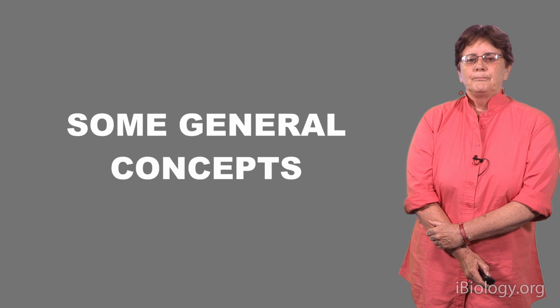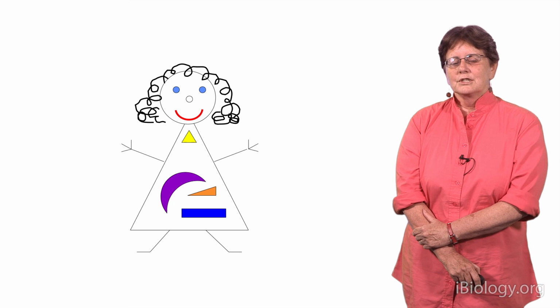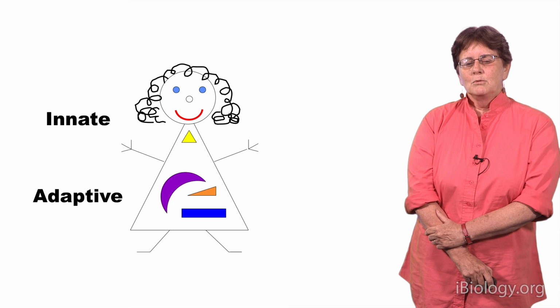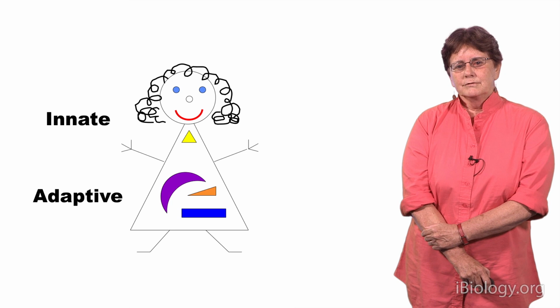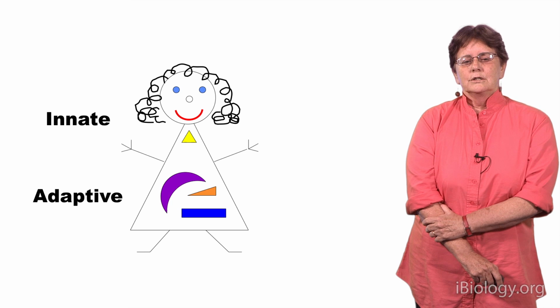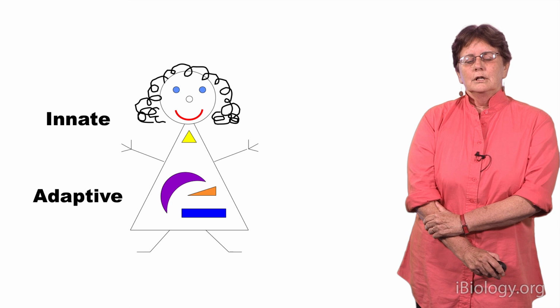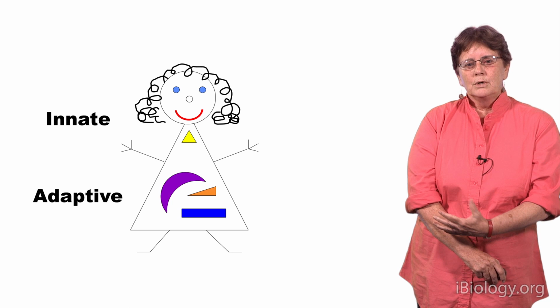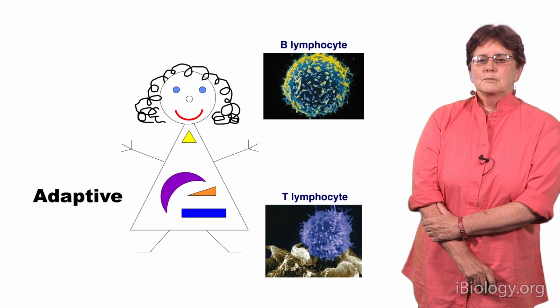So some general concepts. The major function of the immune system is to fight off microbial challenges. It does this by mobilizing its two major arms, the innate response and the adaptive response. The innate response comes in early, and it's quite stereotypic. It's a hardwired system that includes cells like macrophages and neutrophils. The adaptive response comes in a little bit later, and it's a more nuanced response. The major players in the adaptive response are B and T lymphocytes.